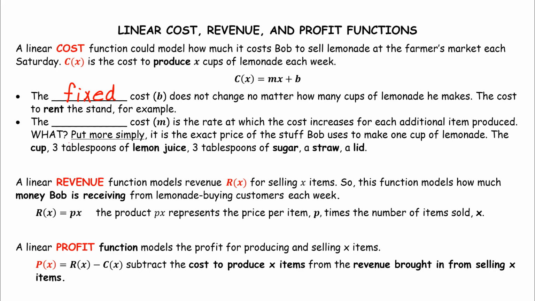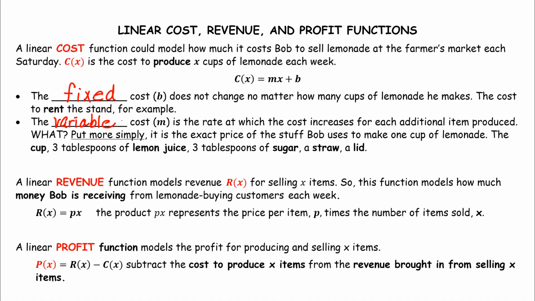And then you have the variable cost. This is the cost to make a cup of lemonade. So the things you need to make each cup, and that variable cost is affected by how many cups of lemonade you make. Because for each cup of lemonade, you need a cup, some lemon juice, some sugar, some water, a straw, a lid, all those things for each and every lemonade that you sell. So the variable cost is your m. It's the one that gets multiplied by x, the number of cups of lemonade that you sell. So that's the variable cost, m.